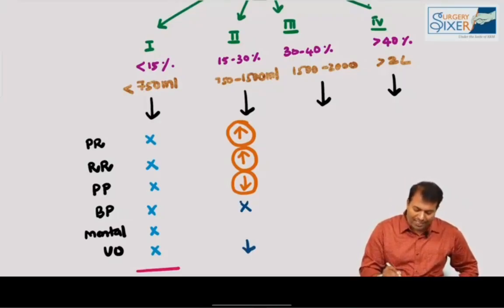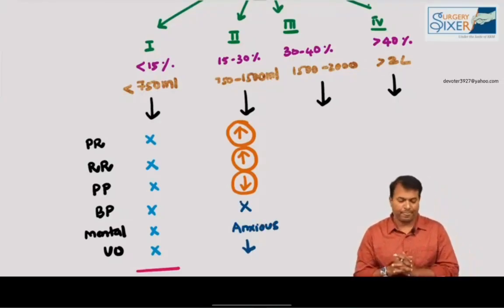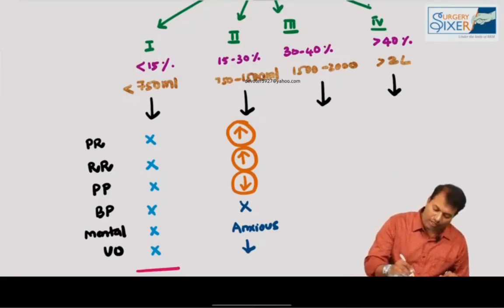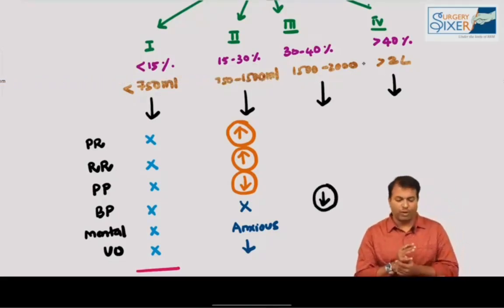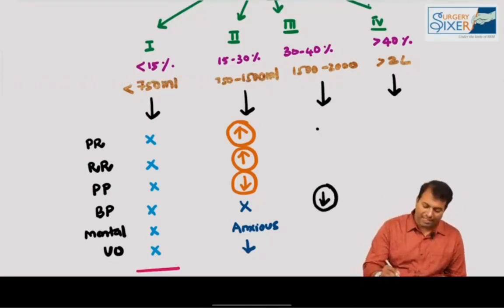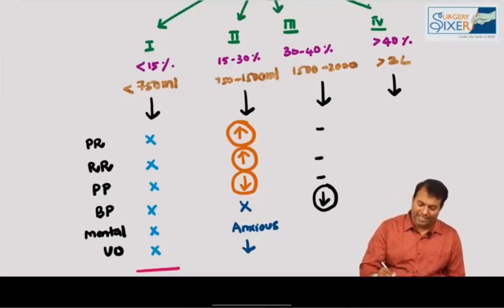Urine output starts decreasing. The patient is mildly anxious. In class 3 shock, the BP also falls down. This is again another question: in which shock does blood pressure fall? It is in class 3 shock that blood pressure falls. And the patient is more anxious and even confused.